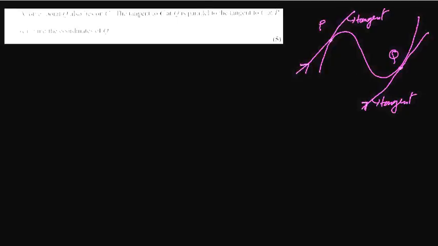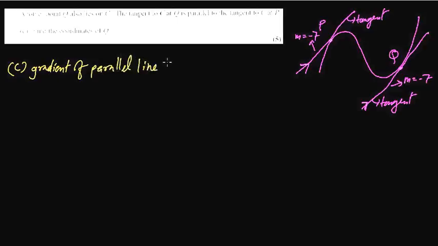So now we know that this line has a gradient. We just found m equals minus 7. If two lines are parallel, you know from the parallel line rule that they have the same gradient. So this line should also have a gradient of minus 7. So the first thing that we have to write is: gradient of parallel line is minus 7. So this line also has the gradient minus 7.